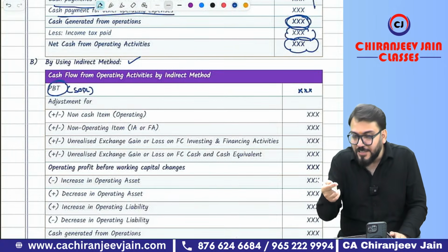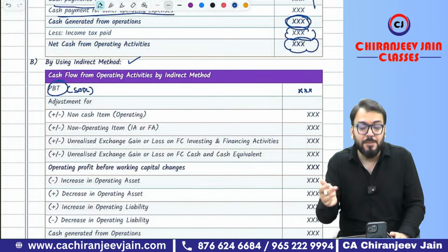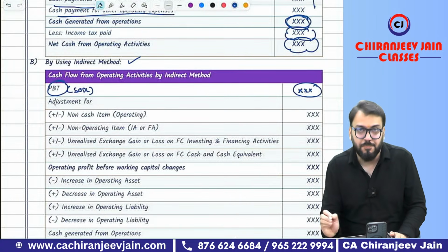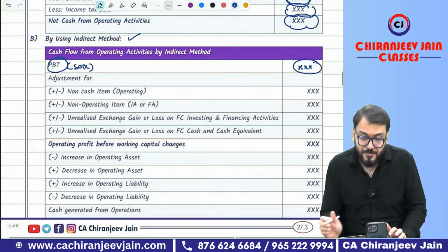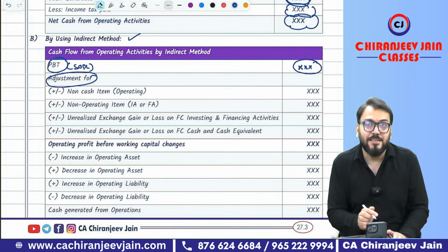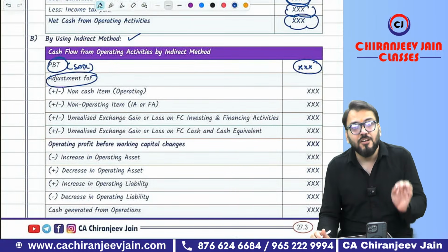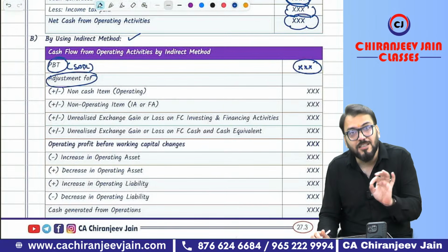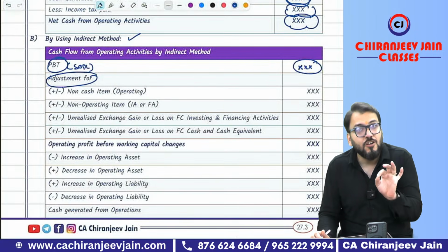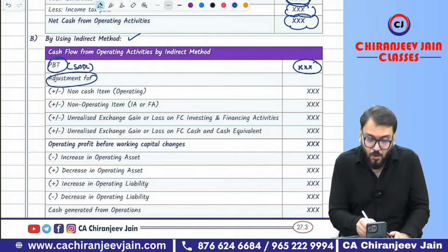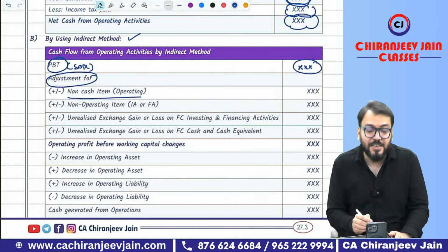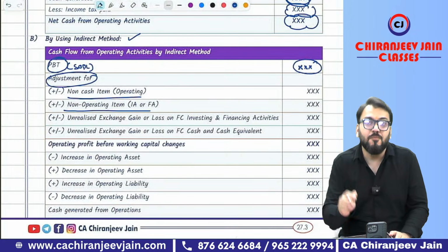So profit after tax plus tax expense will be PBT, but we always start from PBT. We'll start from PBT. Then we'll do adjustment for two items. What are the two adjustments required? One is adjustment for non-cash items, then adjustment for non-operating items. So all the non-cash items will be eliminated. All the non-operating items will be eliminated.